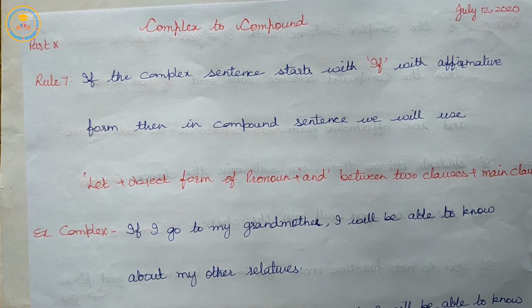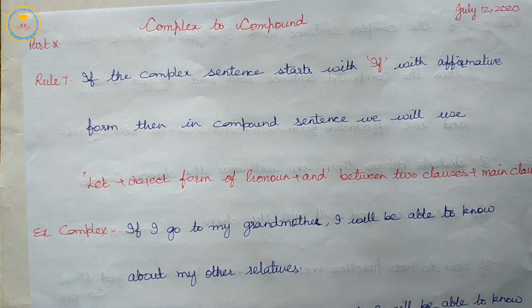But before we start this rule, let us recall the rules that we read in our previous class. In the first rule, we read that if the complex sentence has though or although in the beginning, then we will use but or yet to connect the different clauses. And in our second rule, we read that the sentence having lest or should in the complex sentence, the lest in the middle, or you can say lest before the person and should after the person.